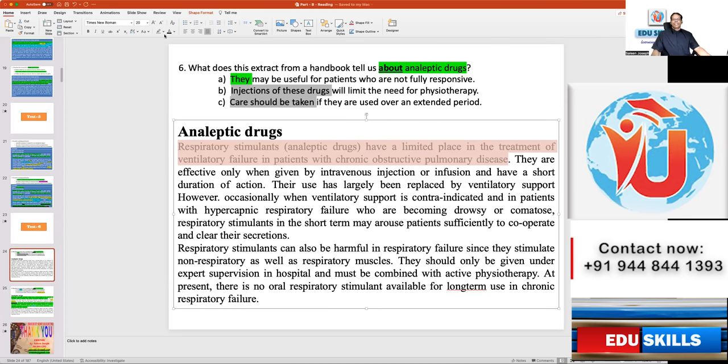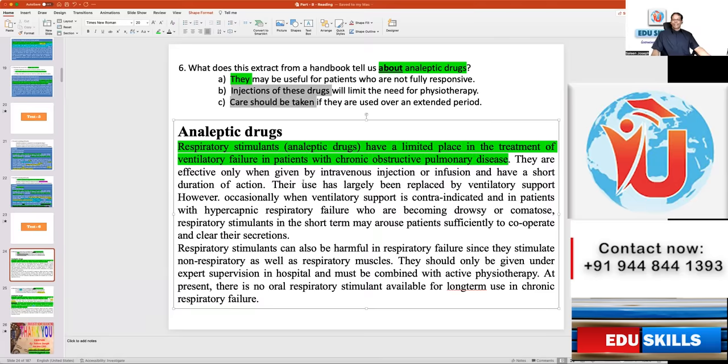Respiratory stimulants. The not fully responsive patient means the voluntary ventilatory failure patients. If you understand that language, the topic sentence itself gives the answer. If not, we have to read the full paragraph. Then you can understand and go into the details.